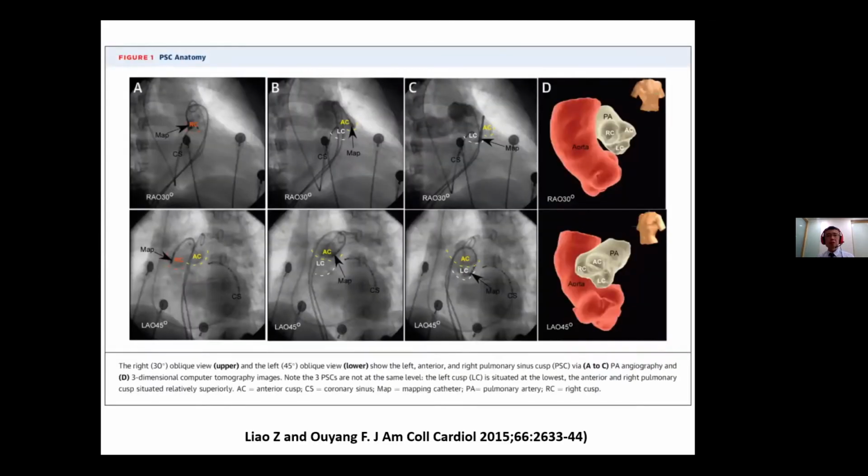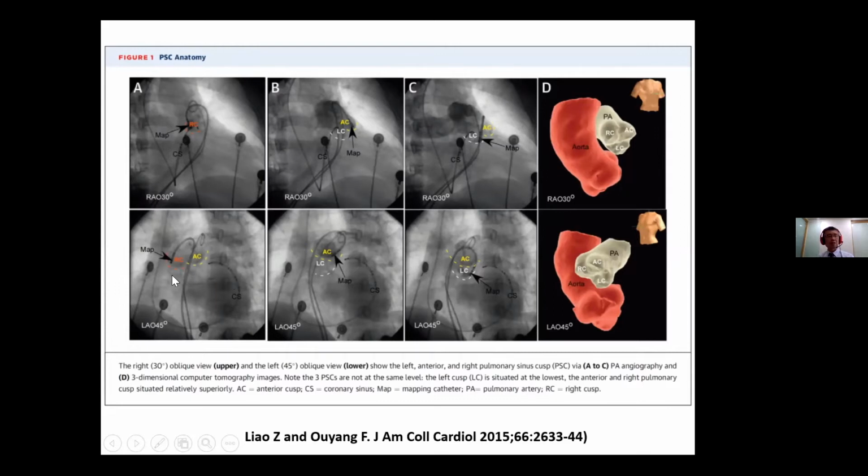And according to the publication in 2015 from Ouyang's group, shown here in this slide, panel D is the 3D reconstructed anatomy of the aorta and also the pulmonary artery as well as the pulmonary cusps. You can see that usually in the LAO view, the anterior cusp is most anterior, and the right cusp and left cusp are lower. Showing on the fluoroscopy, it delineates the dotted line here, the anterior cusp is here, and the lower part is the left cusp. And the right cusp actually is a little bit higher, and maybe at the same level as the anterior cusp. And from the RAO view, you can see that the anterior cusp is here, and then the right cusp, left cusp.